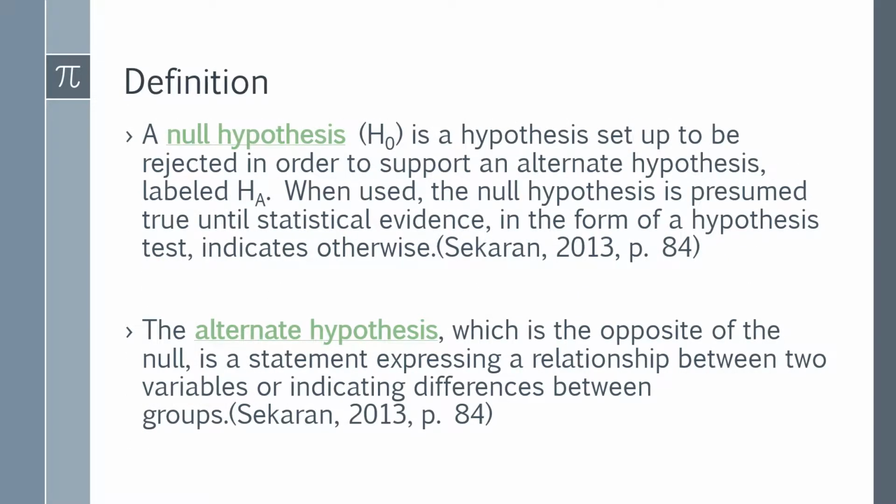Let's first look at the definitions. A null hypothesis, represented by H naught, is a hypothesis set up to be rejected in order to support an alternate hypothesis labeled H subscript A. When used, the null hypothesis is presumed true until statistical evidence in the form of hypothesis tests indicates otherwise. Conversely, the alternate hypothesis, which is the opposite of the null, is a statement expressing a relationship between two variables or indicating differences between groups.